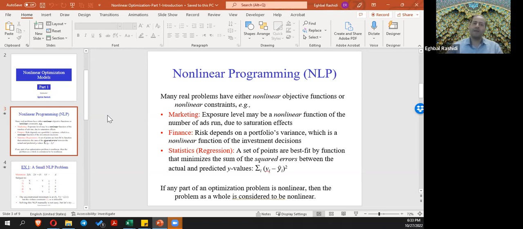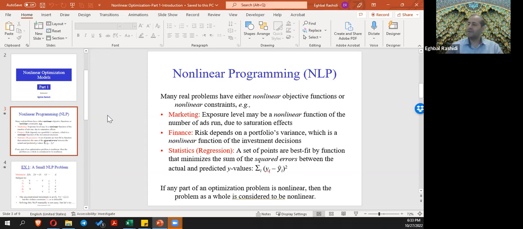Another example is finance. In finance, risk depends on the portfolio variance, which is a nonlinear function. We're also going to have an example of demand and profit, and demand and price. Actually, we're going to see an example of that.